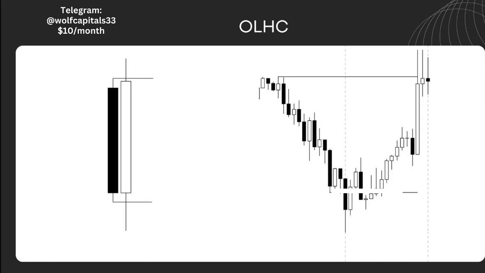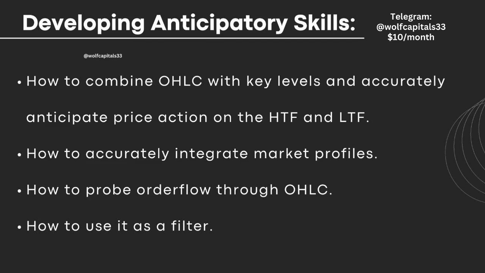These were some simple examples regarding open high low close or open low high close. Now we're going to move on to the most important part of this chapter, which is building and developing anticipatory skills, right? This part of the chapter will deal with how you're going to use open high low close to refine and develop your anticipatory skills, and how you're going to make sure that you only trade the high probability conditions and avoid the lower probability ones, right? That's what anticipation is all about.